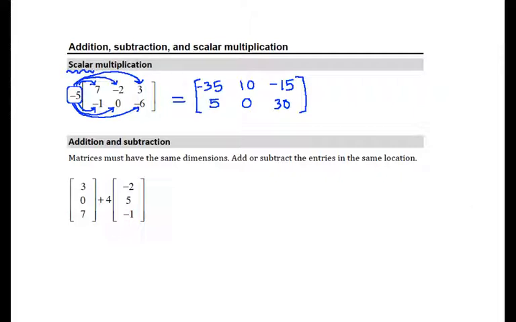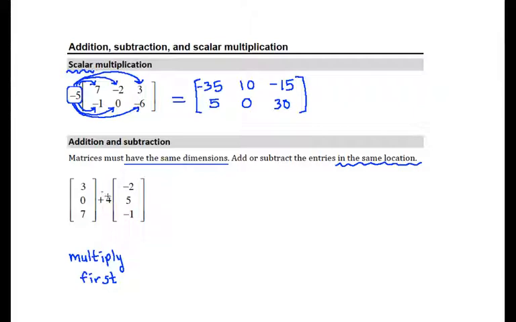Addition and subtraction works if the matrices have the same dimensions. And what you would probably just naturally guess to do is the correct thing to do. We go ahead and add or subtract the entries that are in the same location. So in this case, we have a combination of addition and scalar multiplication. And just like order of operations with numbers, we would do the multiplication first, because multiplication comes before addition in order of operations.